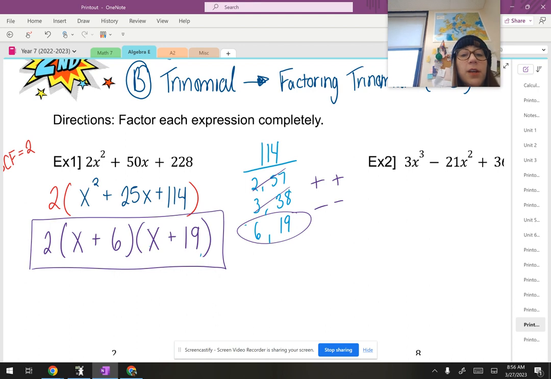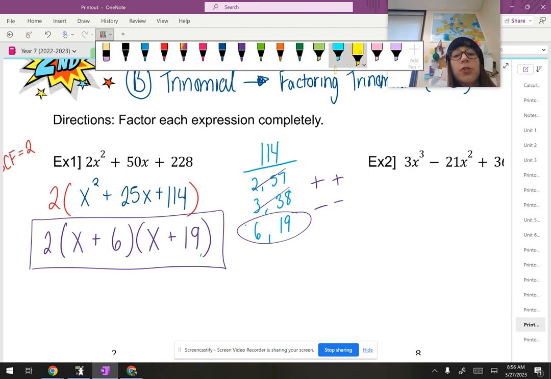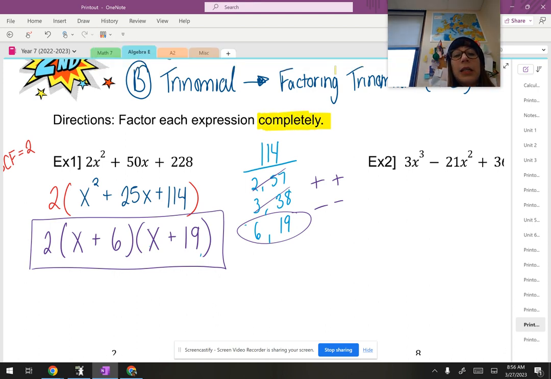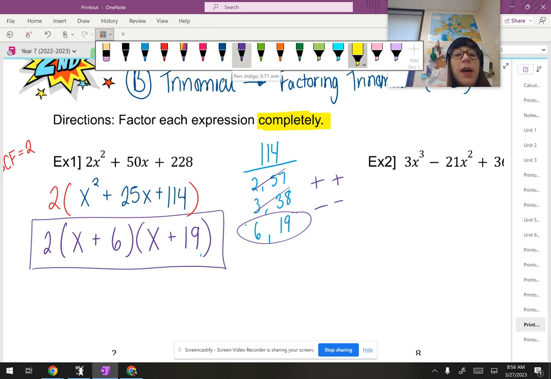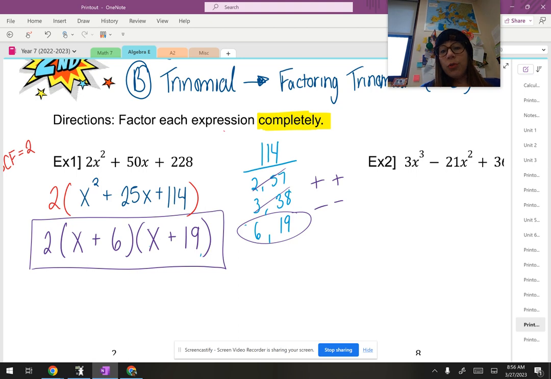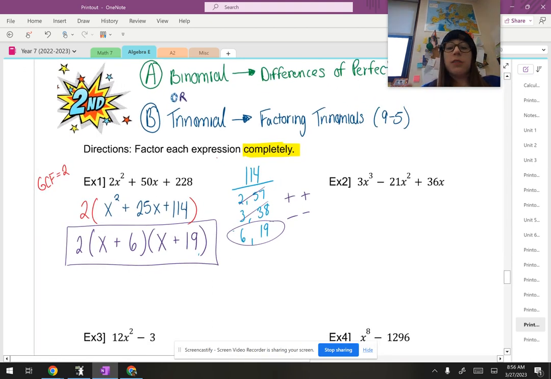So that right there is your factored expression completely. Yes, it was factored when we took the 2 out, but it wasn't factored completely, and you would lose credit for that on your test if you didn't take it all the way down.